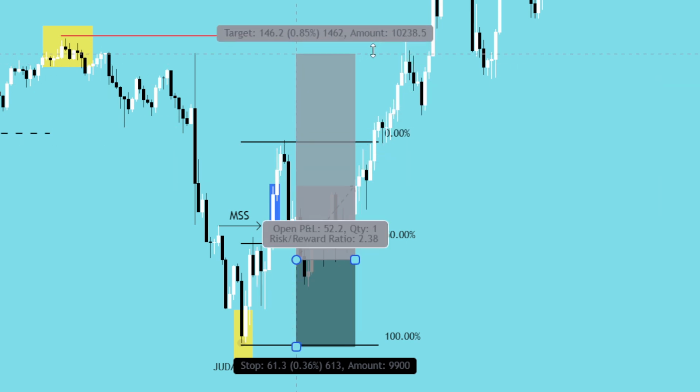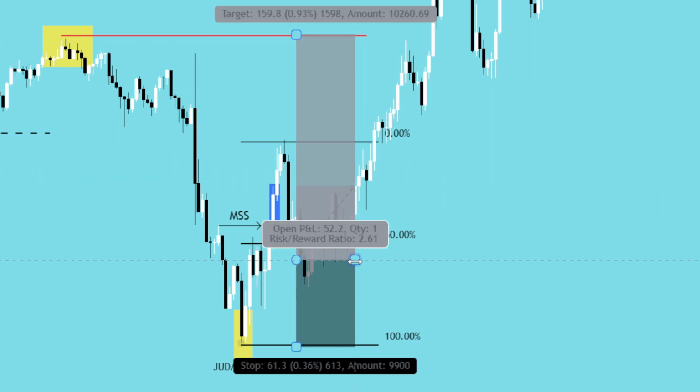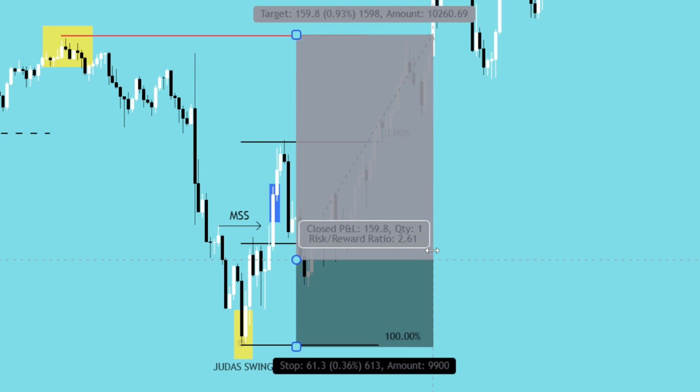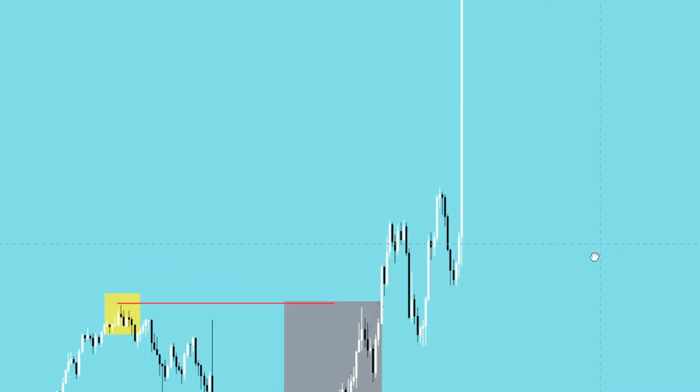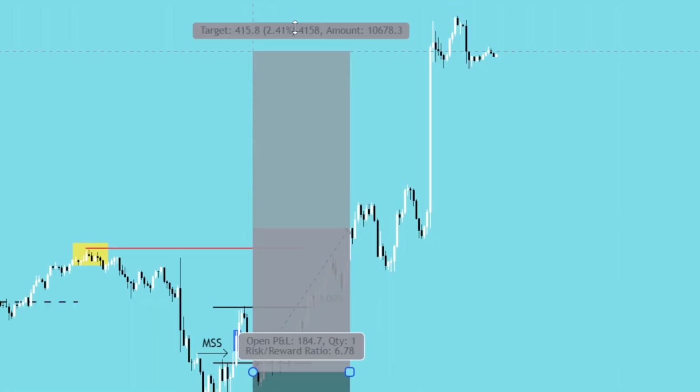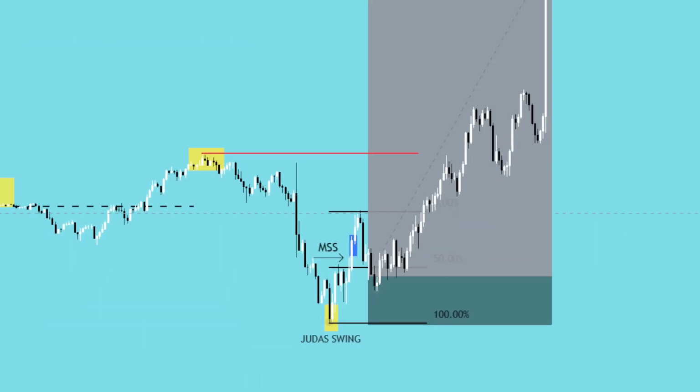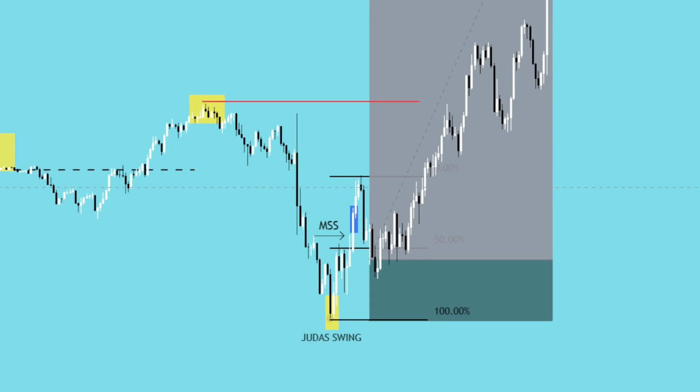So this particular entry model gave us a nice 1 to 2.5, 1 to 3 hour trade. And as you can see, the potential of the trade was quite large, right? We understood that if we're trading in line with the higher time frame, targeting that 4-hour premium, we had almost a 1 to 10 trade following a very simple accumulation, manipulation, and distribution.